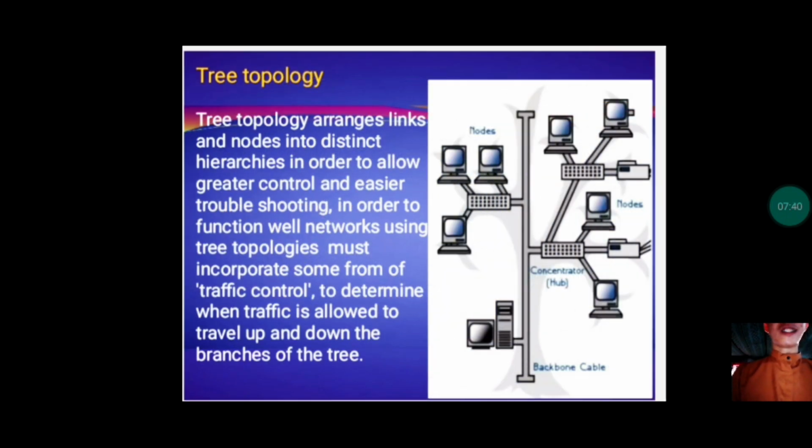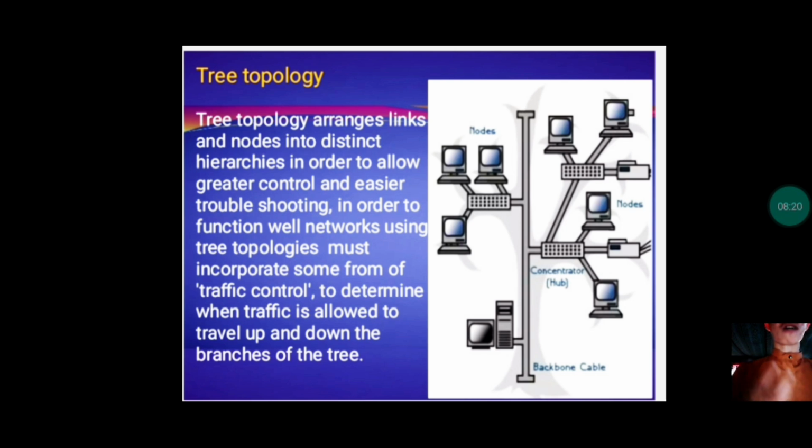Tree topology. Tree topology arranges links and nodes into distinct hierarchies in order to allow greater control and easier troubleshooting. In order to function well, networks using tree topologies must incorporate some form of traffic control to determine when traffic is allowed to travel up and down the branches of the tree. This topology combines star and bus structures. Devices are arranged in levels forming a hierarchy.